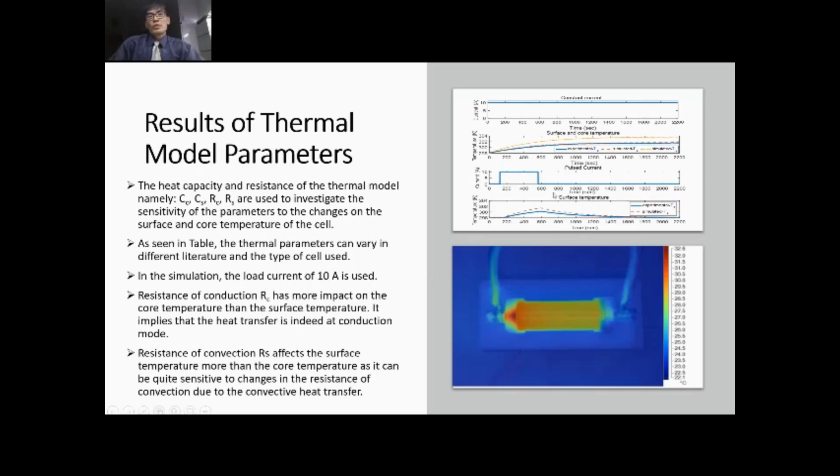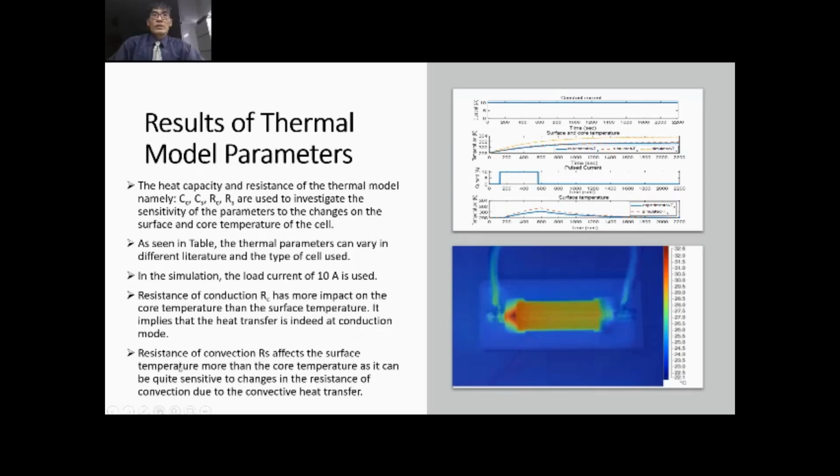So in simulation, we can use as high as we can. So we use 10 amps. You can find that the resistance of the conduction RC has more impact on the core temperature than the surface. So it implies that heat transfer is indeed in conduction mode, through metals, through any material, that is conduction. The resistance of convection means through the air.